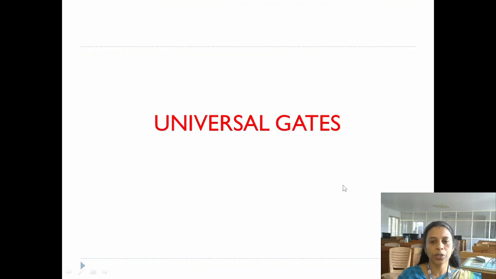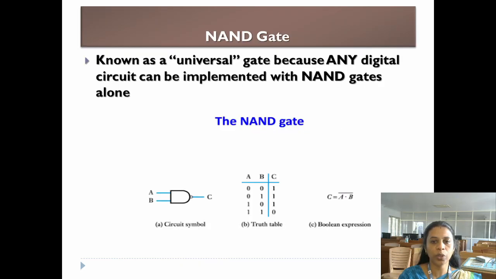And next, coming to the topic, universal gates. Among the types of gates, the NAND gate and NOR gate are called universal gates because any digital circuit can be implemented with these two gates, NAND and NOR. So this is the circuit symbol of a NAND gate, that is, a bubble followed by an AND, an AND plus an inverter is equal to a NAND gate.